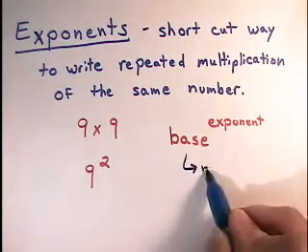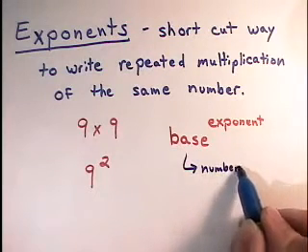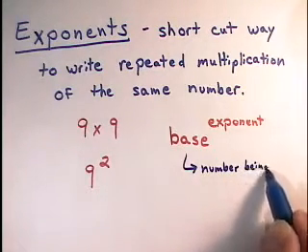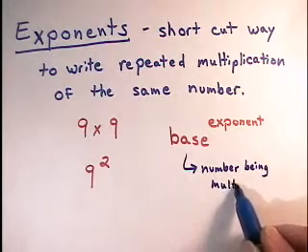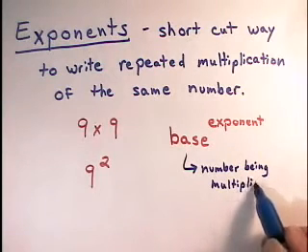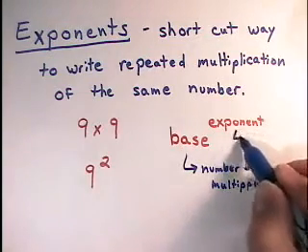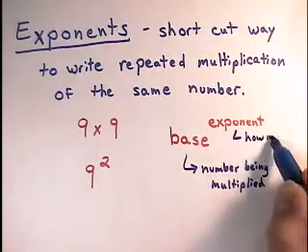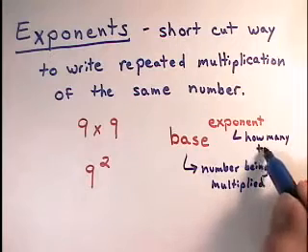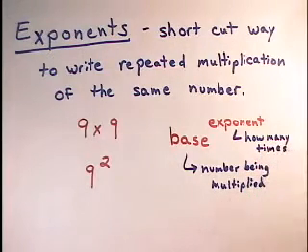The base is the number that's being multiplied. So since we had 9 times 9, our base is the 9. The exponent then tells how many times. All you have to do is count how many 9s you have.